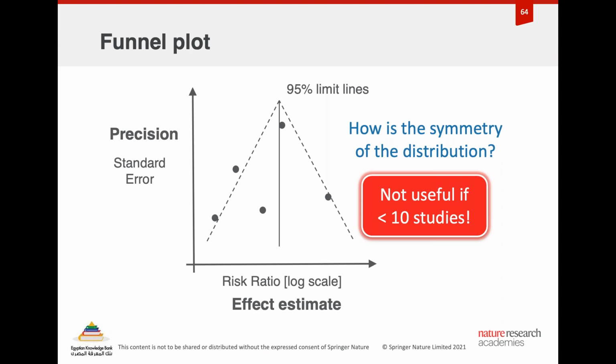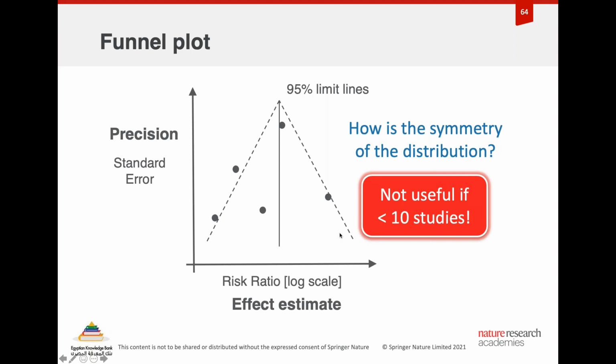Doesn't mean you can't do it, but you have to emphasize in your limitations in the discussion that due to the few number of studies included in this review, we are unable to assess publication bias in our systematic review, and therefore additional systematic reviews should be conducted once more RCTs are available. That's a limitation you should transparently describe.